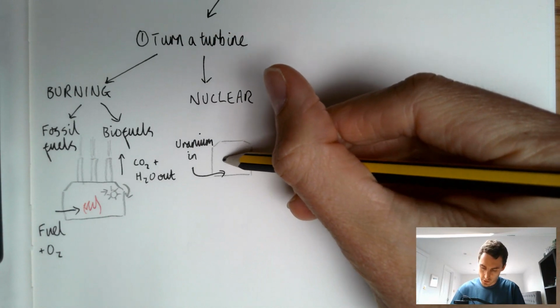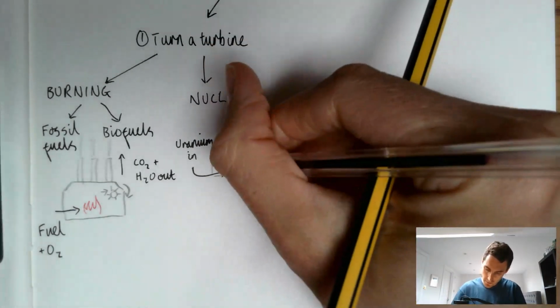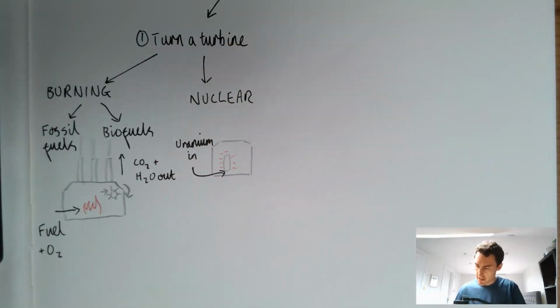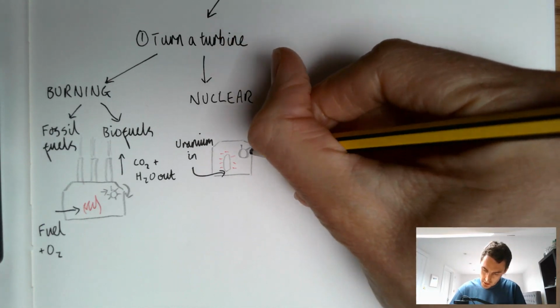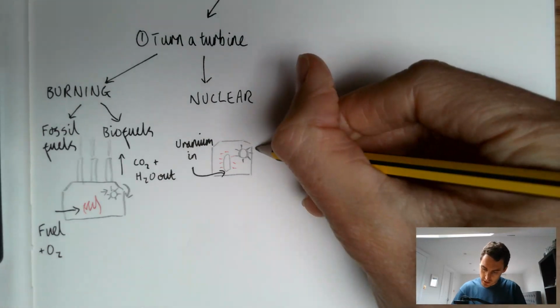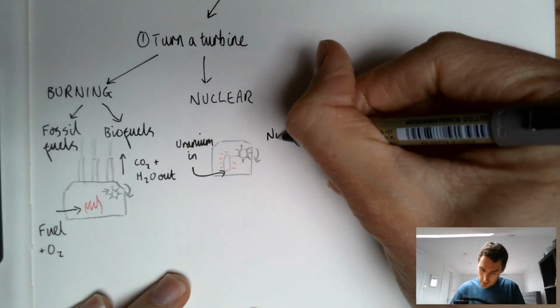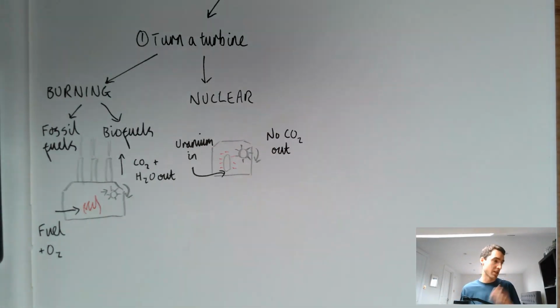So maybe let's draw a little nuclear reactor here. So you put uranium into your nuclear reactor. This gets very hot, like that, which heats the water and again leads to your turbine being turned. So we're just giving a really brief overview. What matters for us in this case is that we're going to say no CO2 out. So that's really, really important for us today, is that with nuclear power, you put uranium in, no CO2 out.